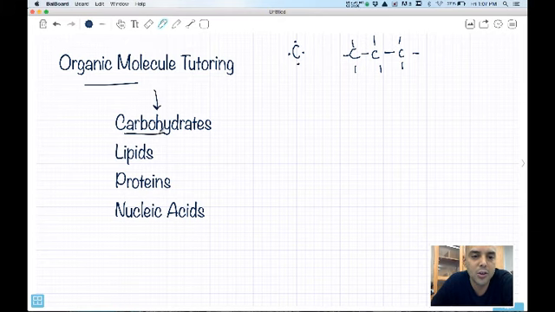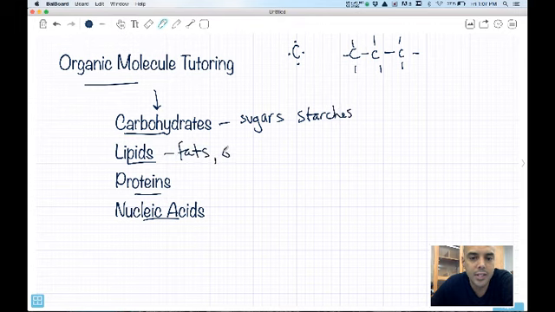And then we said, hey, there's 4 types of organic molecules we're going to talk about. So the first one we started with just carbs. Just remember, carbs are your sugars and your starches. Lipids are your fats, oils, and waxes.